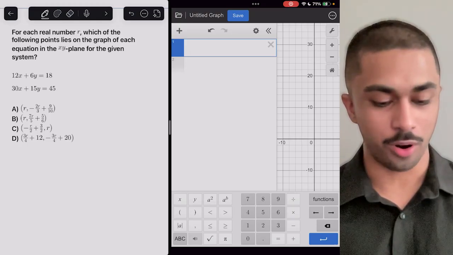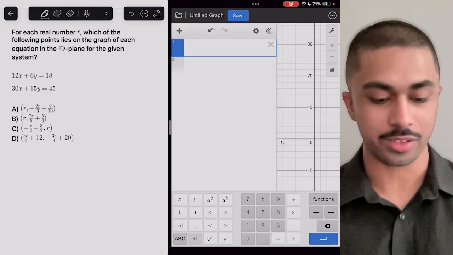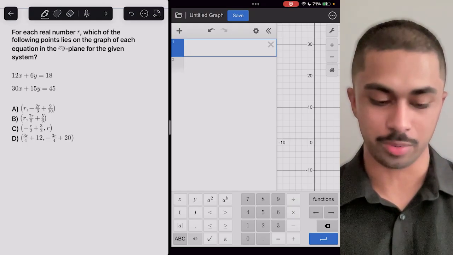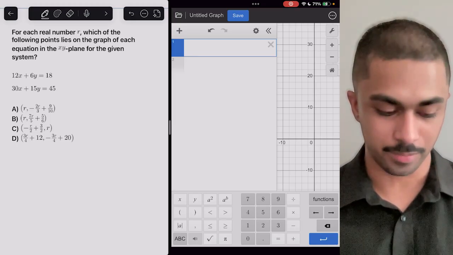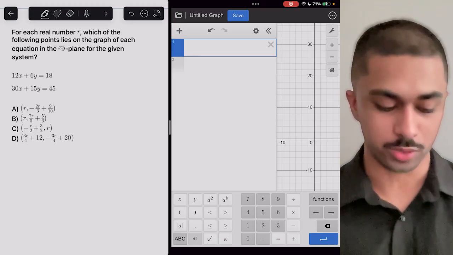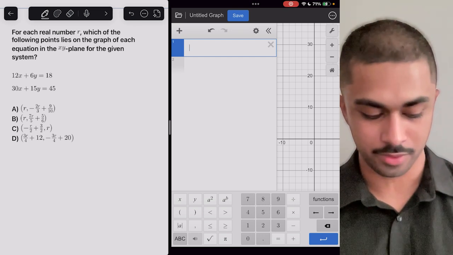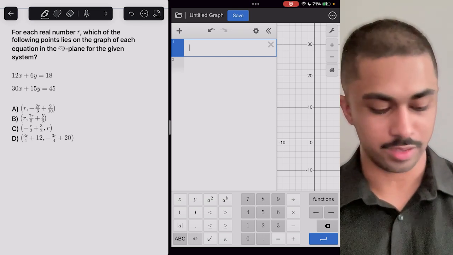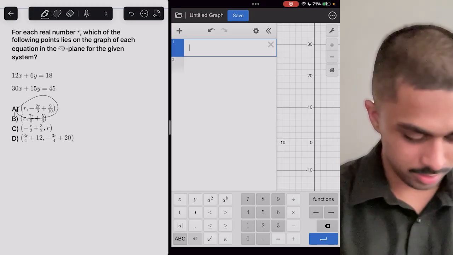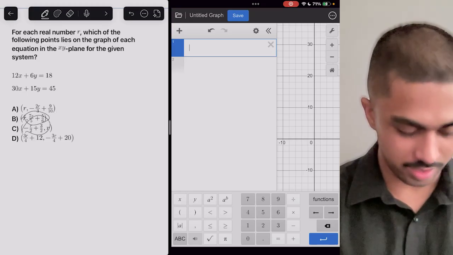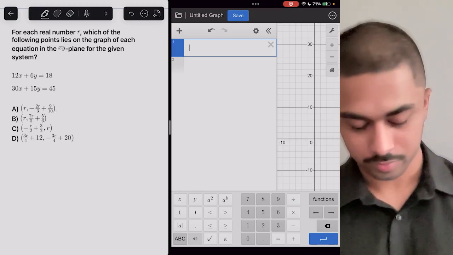For each real number R, which of the following points lies on the graph of each equation in the XY plane for the given system? 12x plus 6y equals 18, 30x plus 15y equals 45. A is that, that is B, that is C, and then D looks really crazy.